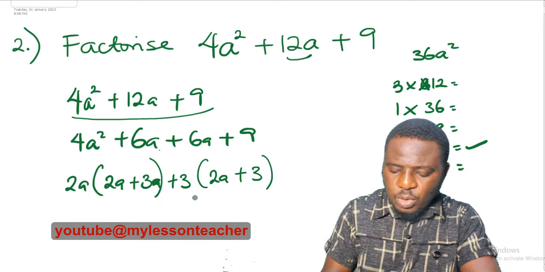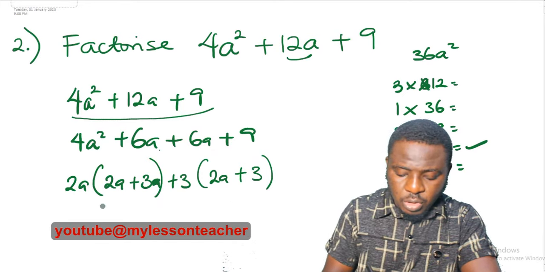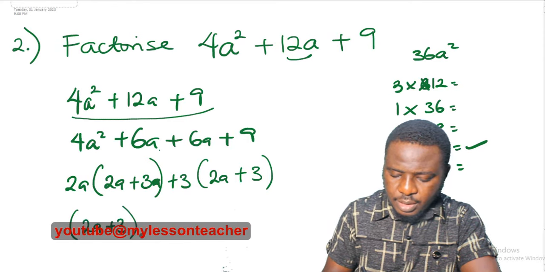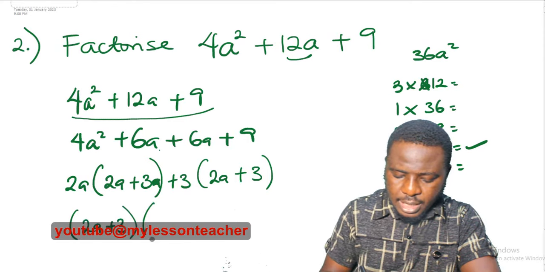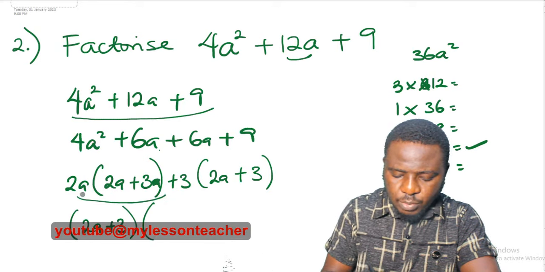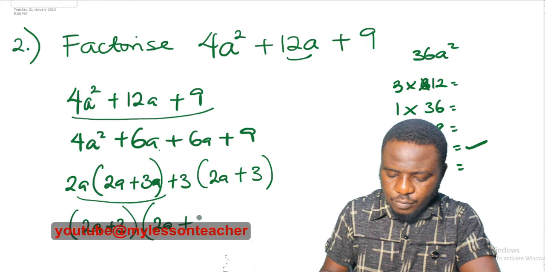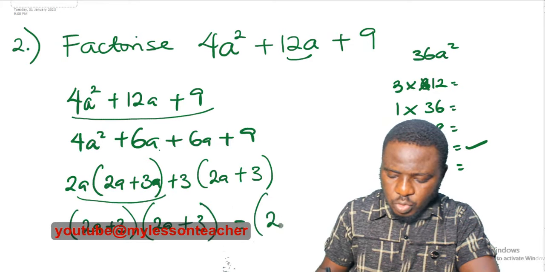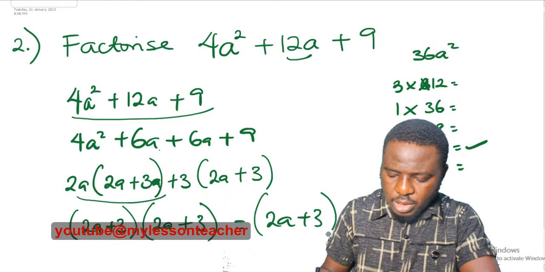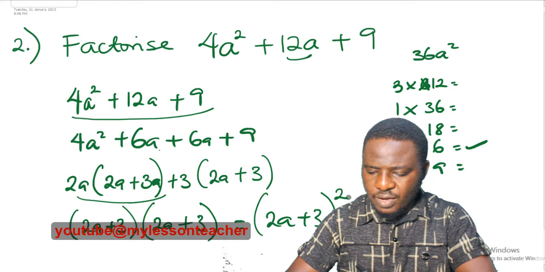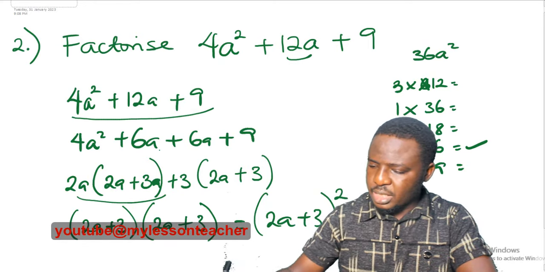What is common? You discover that what is in the bracket is common. So this becomes 2a plus 3. Then when you divide this term by 2a plus 3, we are left with 2a. And when you divide here by 2a plus 3, we are left with plus 3. Which is equal to 2a plus 3 all squared. So this is how you can factorize that expression.